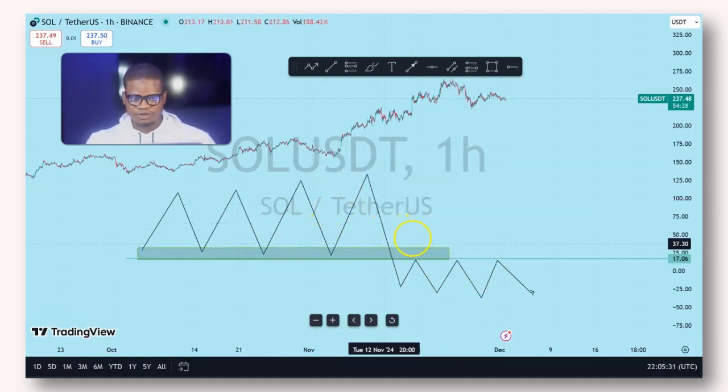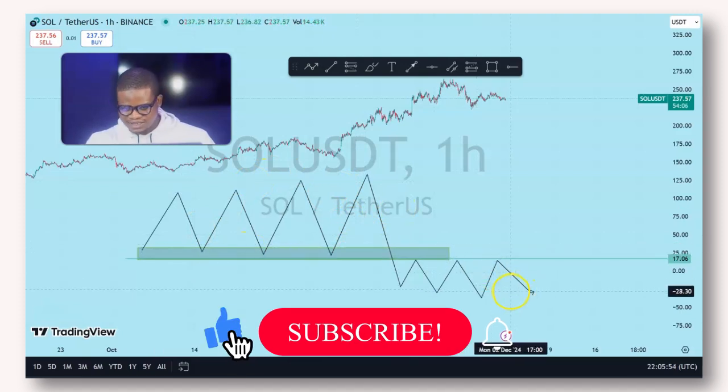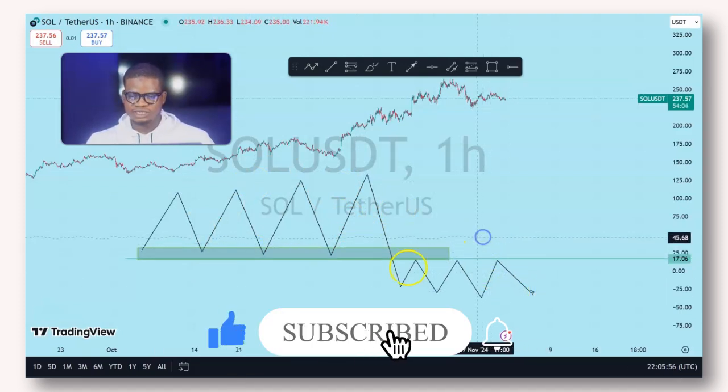So at this point, you can see this place is support, right? But after the support has broken to the downside, this particular line or area that used to be support has now turned to resistance, because what do I call resistance? Anytime price comes down and tries to go up to this area again, the price is resistant and keeps dumping. So this place that used to be support has turned to resistance.